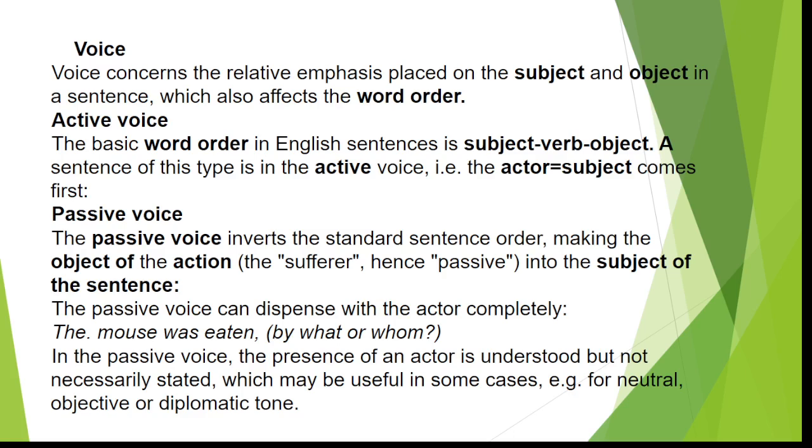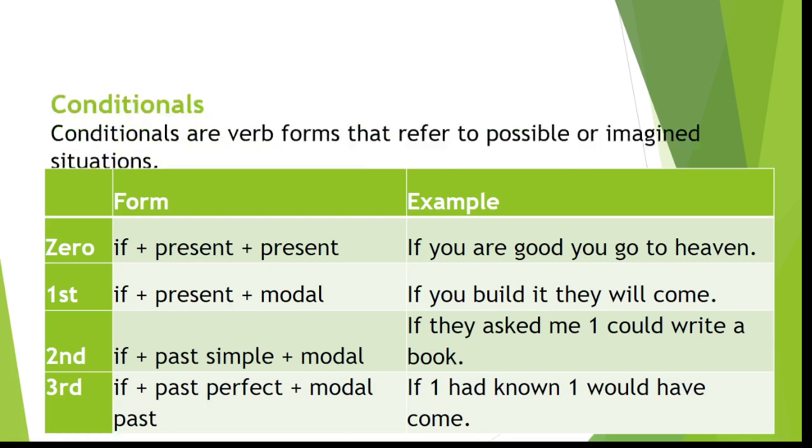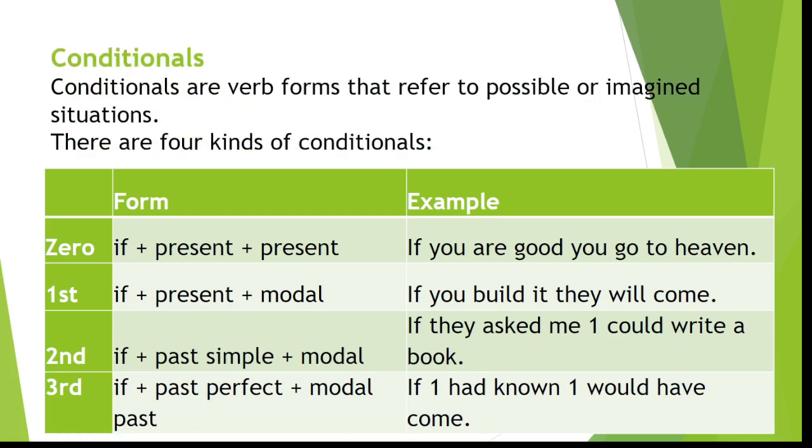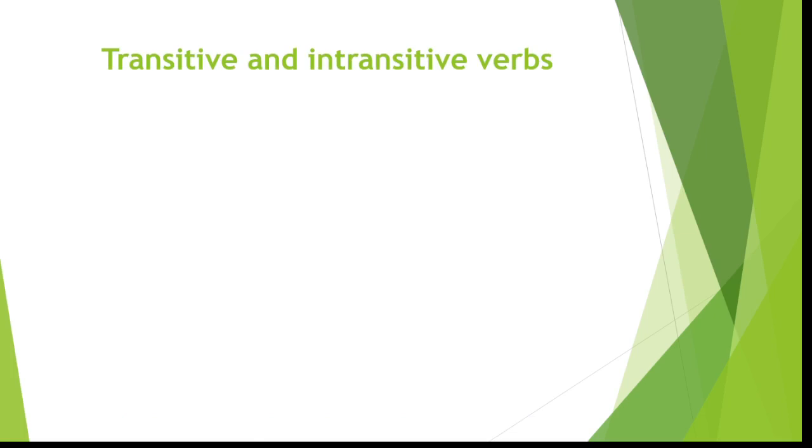The passive voice can dispense with the actor completely. The mouse was eaten, by what or whom? In the passive voice, the presence of an actor is understood but not necessarily stated, which may be useful in some cases, e.g. for a neutral, objective, or diplomatic tone. Conditionals. Conditionals are verb forms that refer to possible or imagined situations. There are 4 kinds of conditionals: zero, first, second, third.